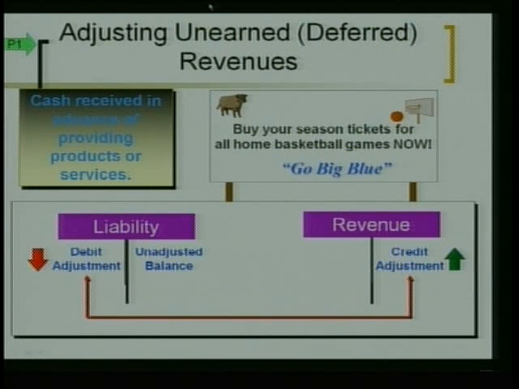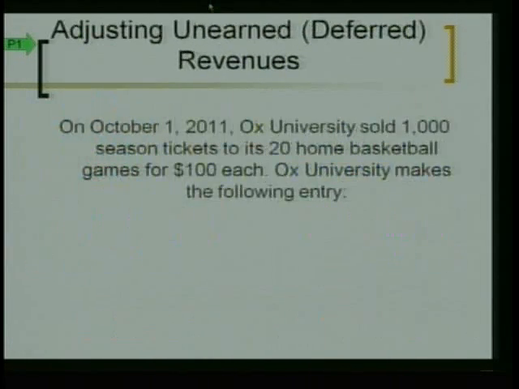Adjusting for unearned revenue. And we've actually kind of already done this analysis. This is when we discuss that we sometimes receive money in advance of providing the product or services, and we have to record it as unearned revenue. And what type of account is unearned revenue? It's a liability. Well, what happens is we provide those services, then we earn that revenue, we decrease that liability. Let's look at an example.